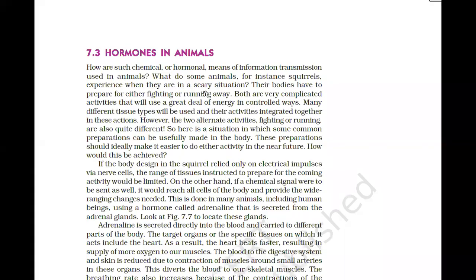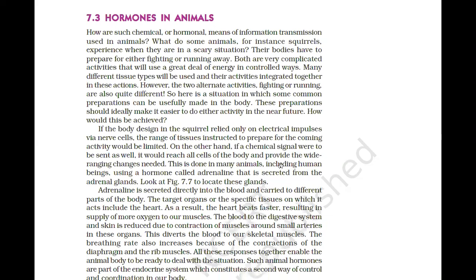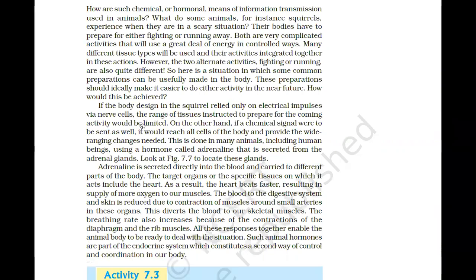Hormones in animals. How are such chemical or hormonal means of information transmission used in animals? What do some animals, for instance squirrels, experience when they are in a scary situation? Their bodies have to prepare for either fighting or running away. Both are very complicated activities that will use a great deal of energy in controlled ways. Many different tissue types will be used and their activities integrated together in these actions. However, the two alternate activities, fighting or running, are also quite different.